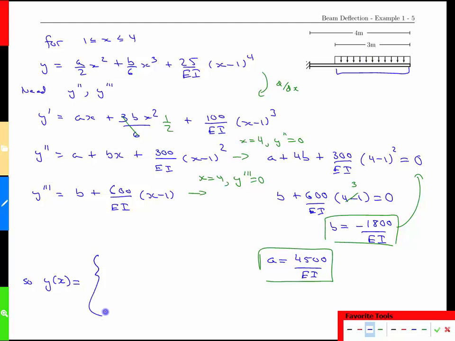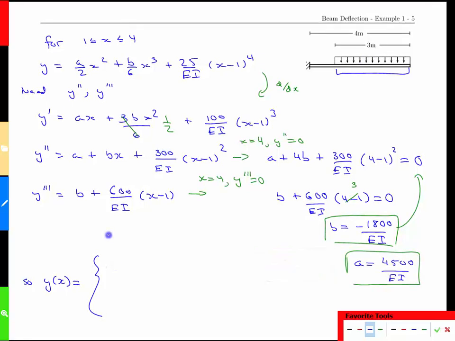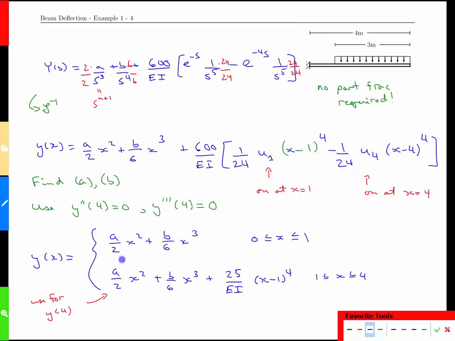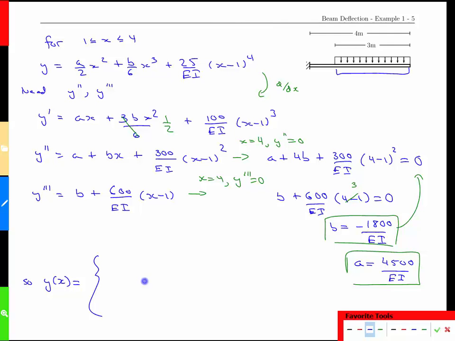And so our deformation of our beam, the shape of this beam when we apply that load, is going to be defined by, going back to our original function, here it was in piecewise form, the a went with x squared, b with x cubed, but it was a over 2 and b over 6 everywhere we saw it. So if a is over 2, we'll have 2250 over EI x squared. B over 6 is 300 over EI x cubed.